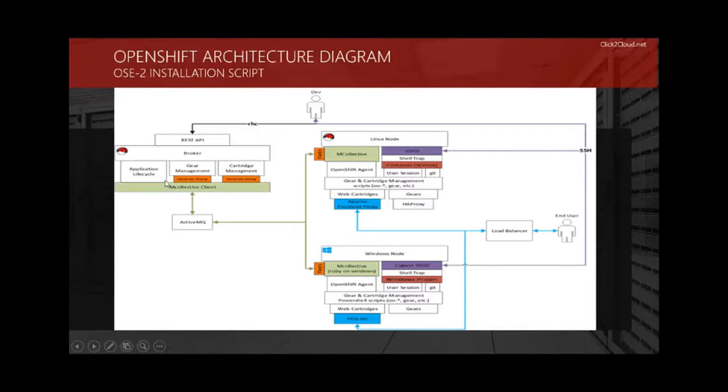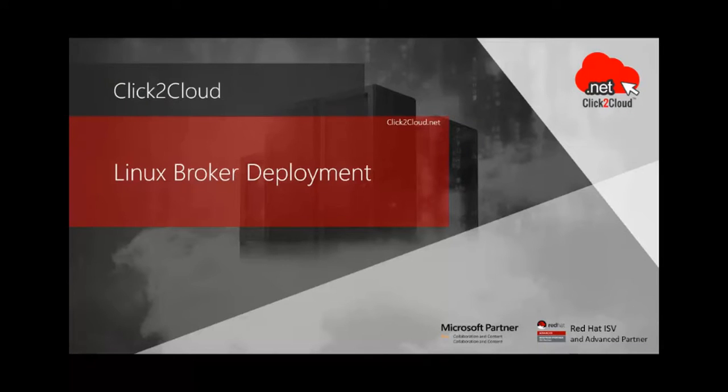Here is the architecture diagram of OpenShift. As you can see here, the broker is going to communicate with Linux node and Windows node using ActiveMQ services and SSHD services. A developer can connect to the broker REST API using RHC command line tool, and the end user can connect to the respective applications through load balancer. Now let's see this in action.